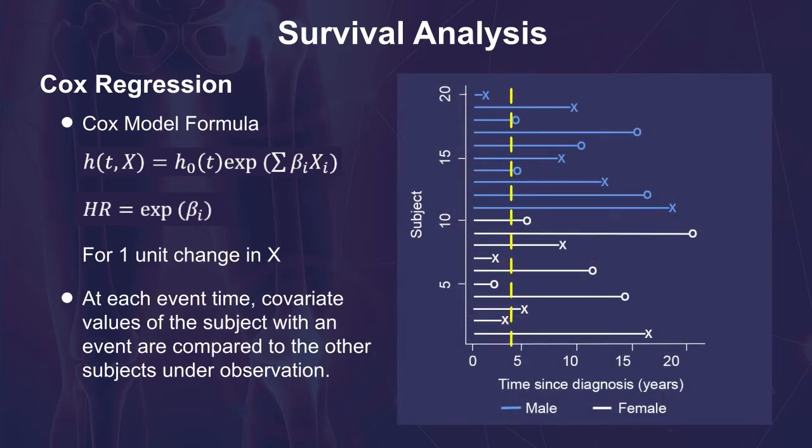How the Cox model works is it makes a calculation at each event time, so it compares the covariates of the person with an event to all the other people under observation at the time of the event. These calculations are combined into a partial likelihood, which is maximized to estimate the coefficients.